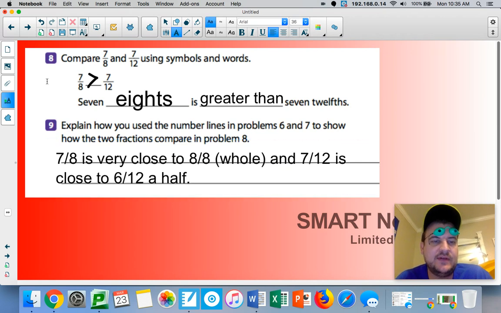All right, 7/8 is close to 8/8, a whole, and 7/12 is close to 6/12, a half. Therefore, 7/8 is greater than 7/12.